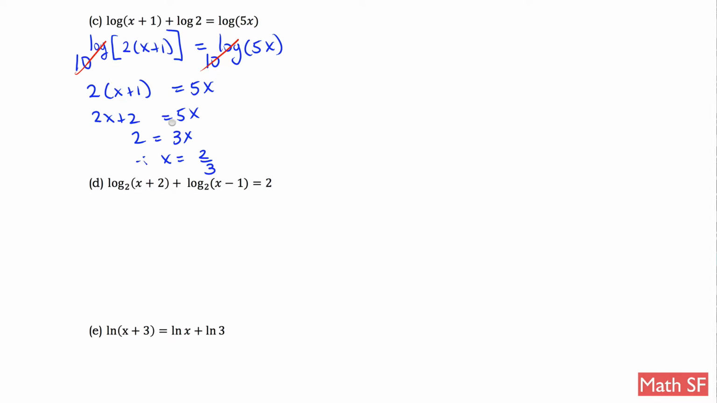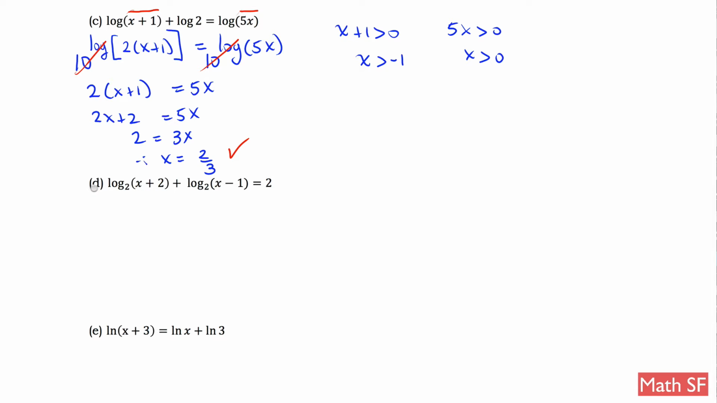Now, however, is this in my domain? Let's double check that. Remember that for the first part, x plus 1 should be greater than 0, so x should be greater than -1. At the same time, 5x should be greater than 0, so x should be greater than 0. Does this satisfy these two conditions? Yes, it does. So this one is a correct answer.